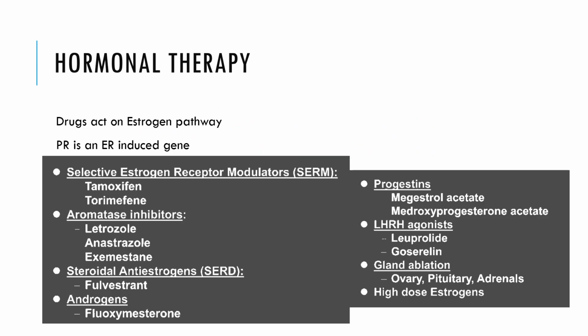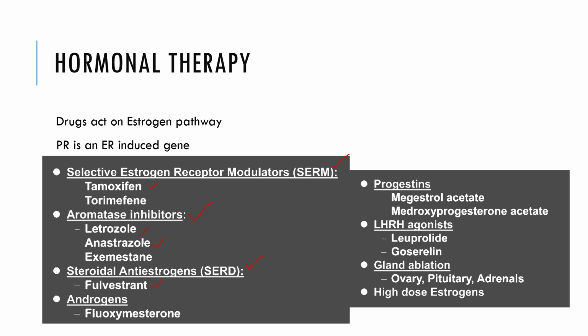Hormonal therapy usually acts on the estrogen pathway in some way or the other. PR is again an ER induced gene. Okay, so usual drugs are mainly focusing on the estrogen receptor. The classes are selective estrogen receptor modulator, which is tamoxifen, the earliest and the gold standard treatment for all the patients. But in postmenopausal age group, we may go for aromatase inhibitors like letrozole and anastrozole or exemestane. Then steroidal anti-estrogen, that is fulvestrant.